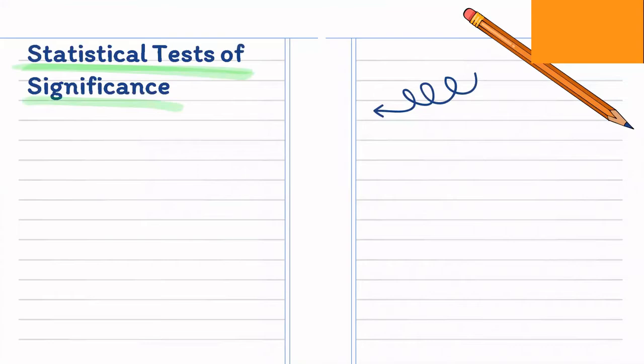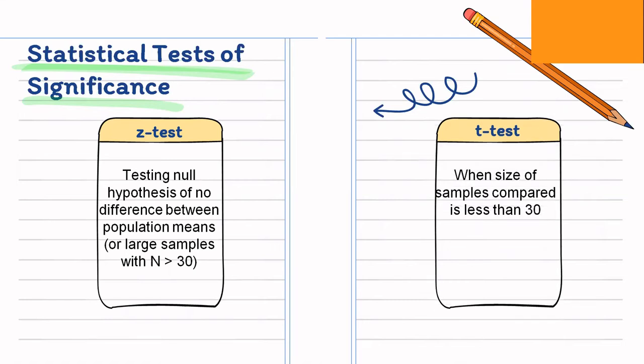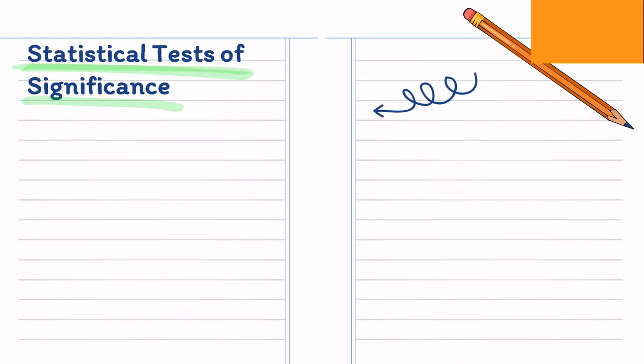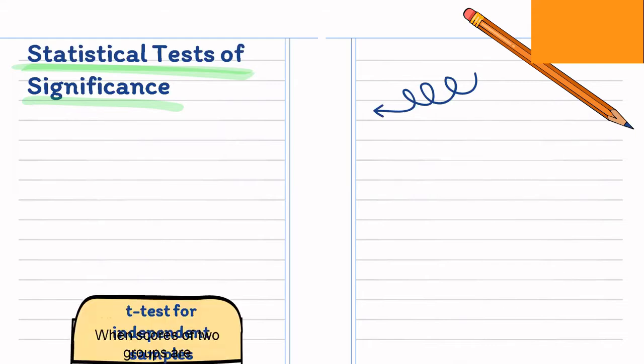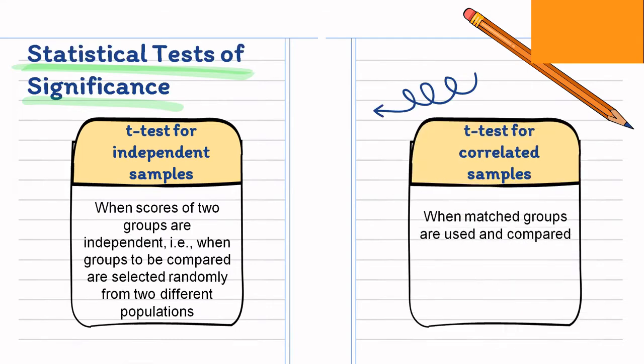Now here are the statistical tests of significance and their appropriate use. We have the z-test, and this is used when testing the null hypothesis of no difference between population means or large samples with n greater than 30. The t-test is used when the size of the samples compared is less than 30. Now we have two types of t-test. The t-test for independent samples is used when scores of two groups are independent, that is, when groups to be compared are selected randomly from two different populations. Another one is the t-test for correlated samples. It is used when matched groups are used and compared.